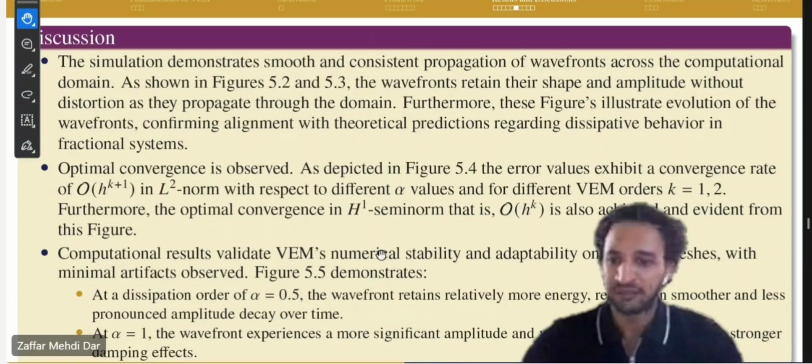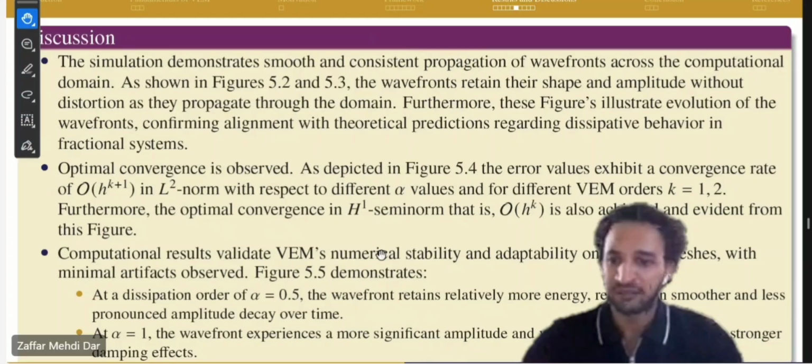And then figure 5.5 demonstrates that at the dissipation order 0.5, the wavefront retains relatively more energy. That means the dissipation is slower as compared to when the dissipative order is alpha equals to 1. That means there is a significant amplitude decay, or a stronger damping effect, with the higher dissipative orders.